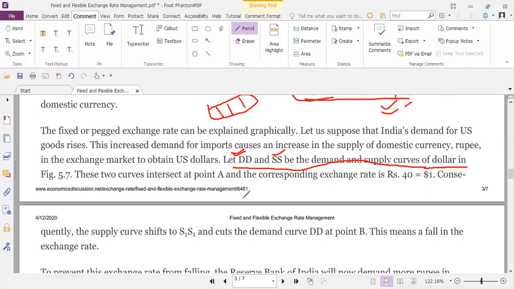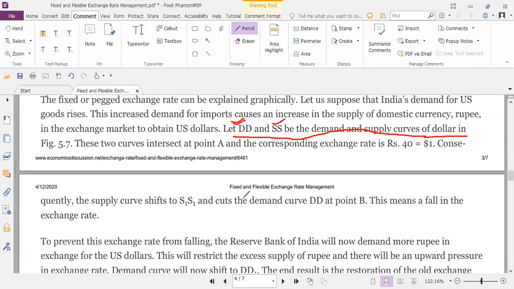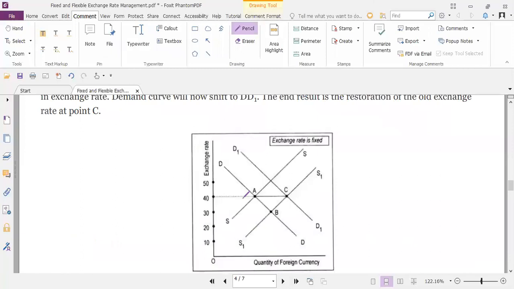In the below figure you will get these two curves. Okay, let me show this in the figure itself. Here you have demand curve. This is your demand curve, DD. SS. Right? This point is clear.